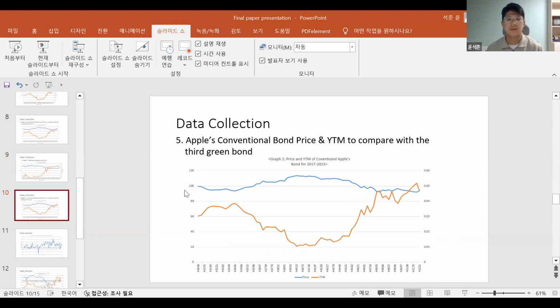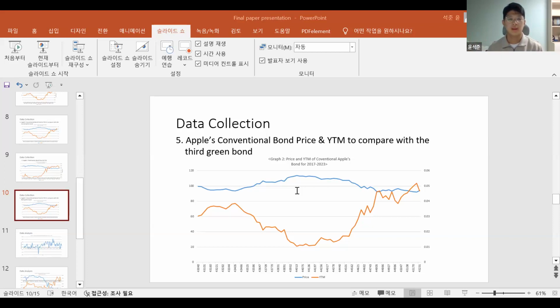The fifth data is about Apple's conventional bond price and YTM to compare with the third. This was actually the hard part of this paper, because the third green bond was issued at a 0.5 coupon rate, but there was no conventional bond issued close to this coupon rate. Most of them were over 2%. I should mention that there are currently 131 bonds traded in the bond market, and 3 of them are green bonds.